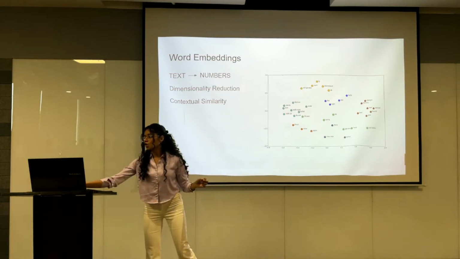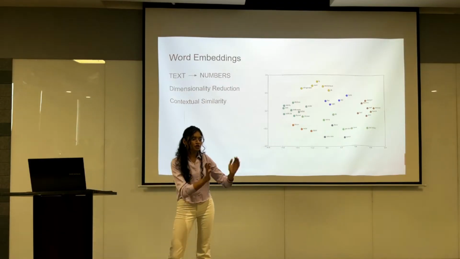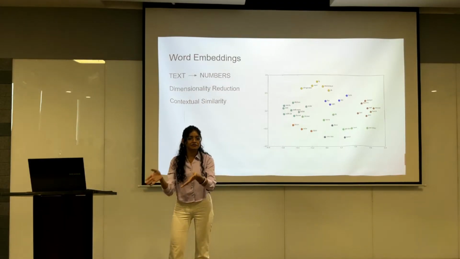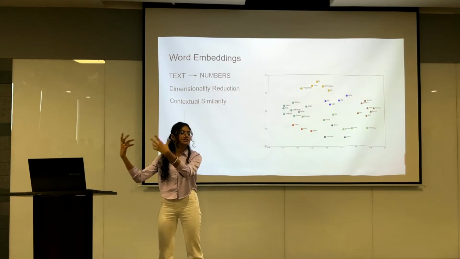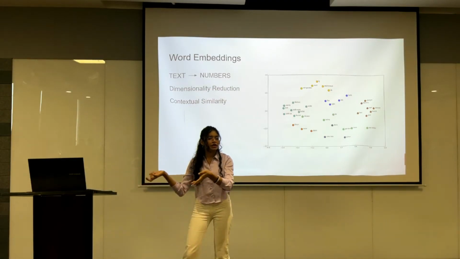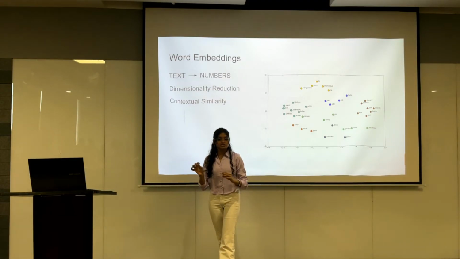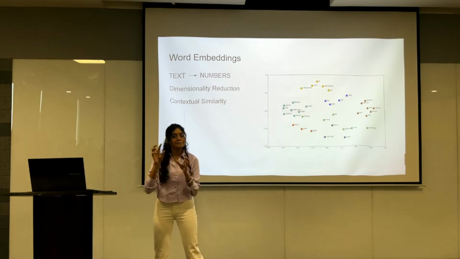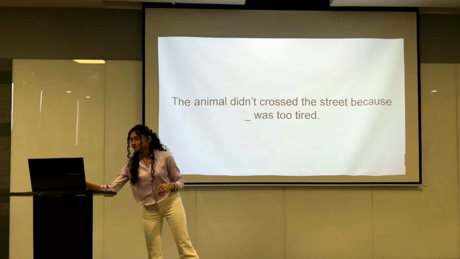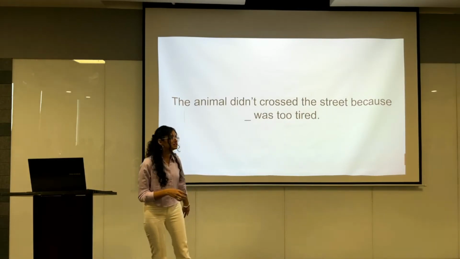Okay, so now what will I do? I'll take the word, I'll get the word embedding from it, and then I'll pass it to the encoder model. Okay, I'm not just passing the word, I'm passing the embedding to the encoder model. Okay, can you please fill in the blanks for me?